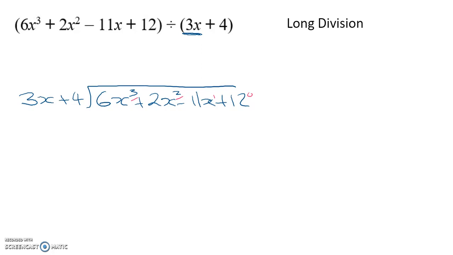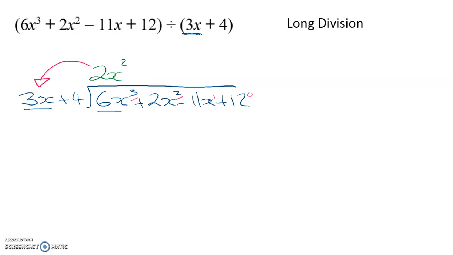The first thing you need to do is ask yourself how many 3x's are in 6x cubed. And the answer to that is 2x squared. Then this is the start of the very repetitive steps. Okay, it's the same thing over and over again.